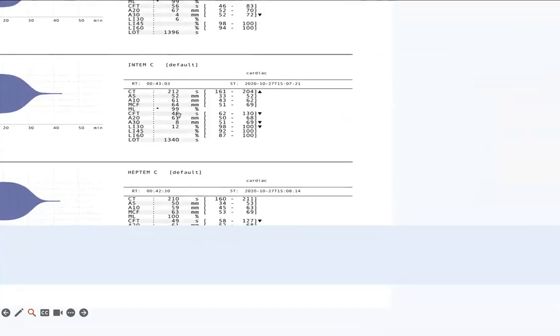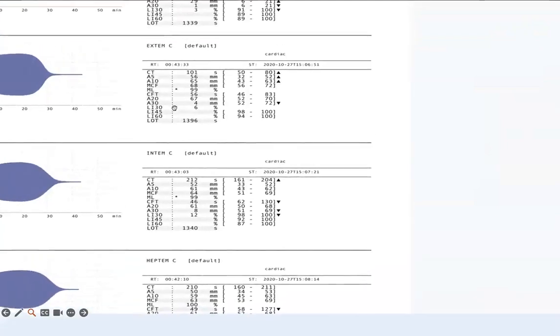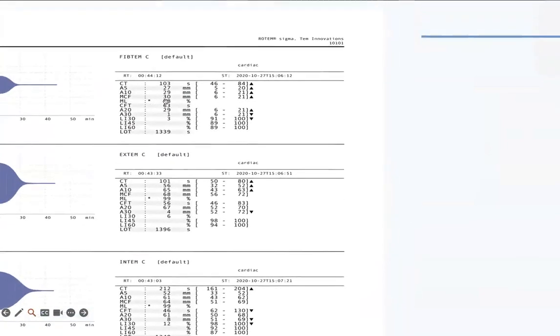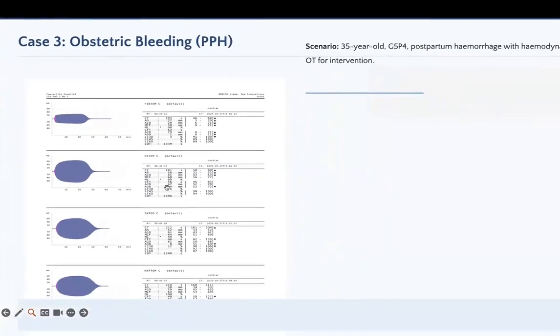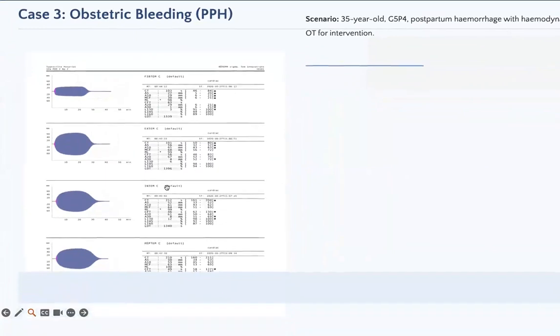Where is it? ML is 99% here, 99% here, 98% here. So that means there is clot lysis or early clot lysis going on.